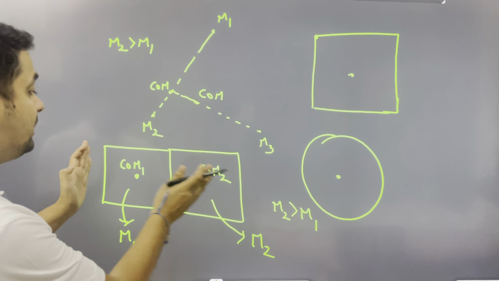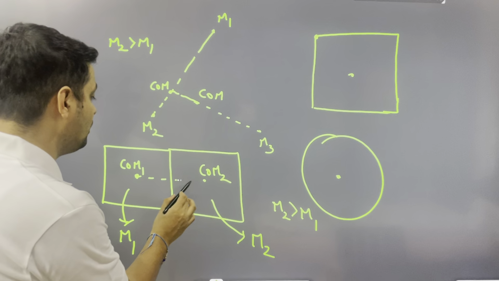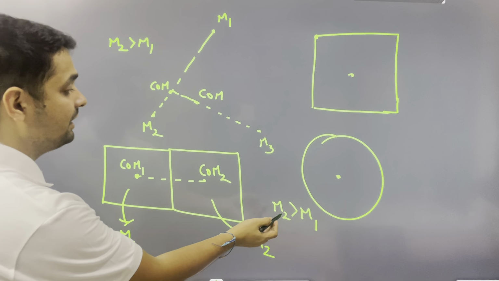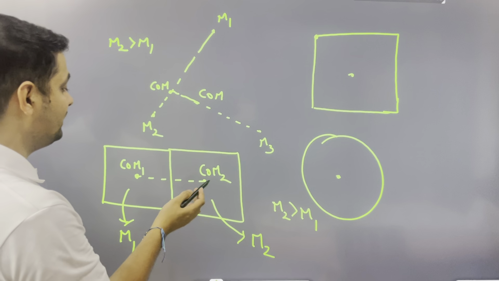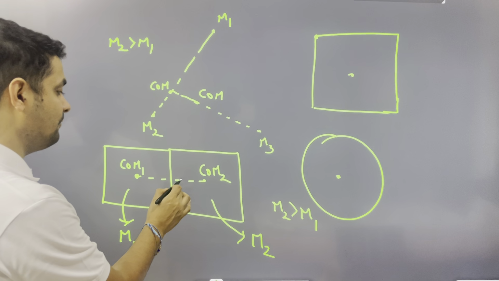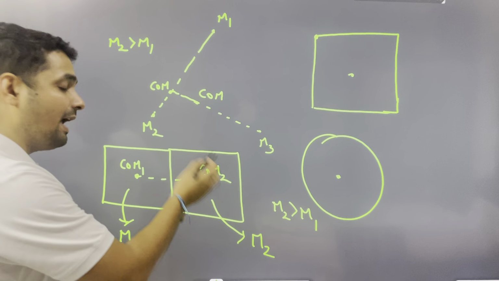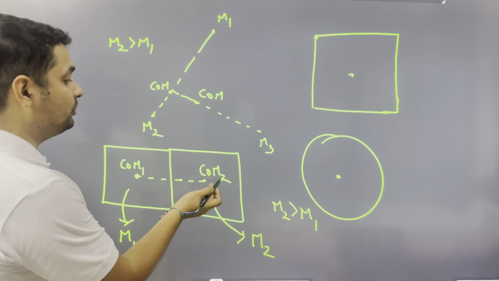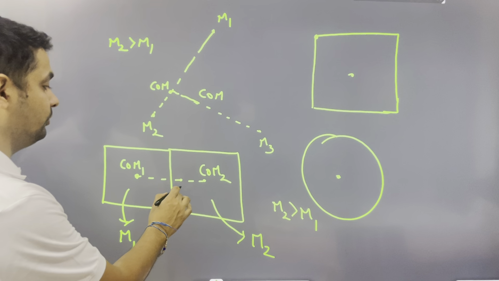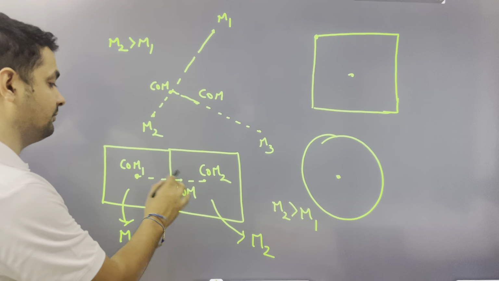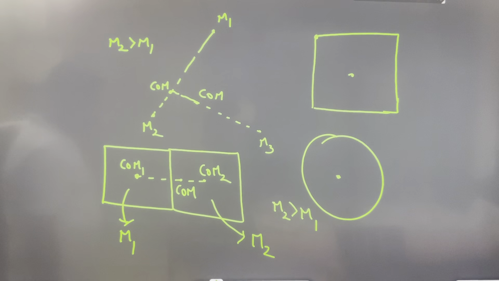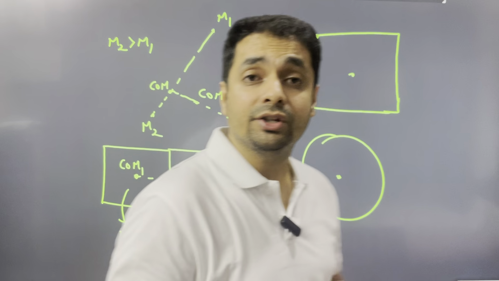But if both are in one system, and I consider M2 greater than M1, their center of mass will lie somewhere near what? Inside the M2 plate. So near the center of mass of the M2 plate, here the center of mass of the whole system will lie. Clear? Now, what is the exact position of the center of mass?